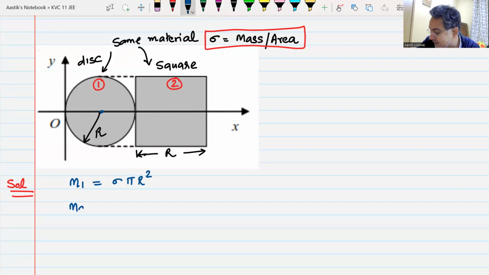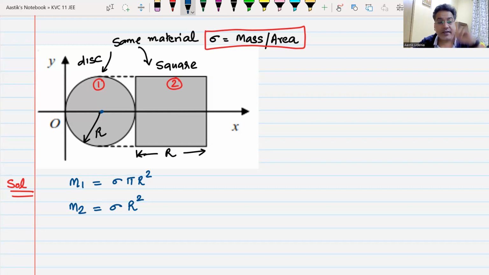On similar lines, I can find out the value of M2. M2 is the mass of the square plate, sigma multiplied by r square, because the area of the square plate is length into breadth, or length square, r square. Since masses were not given, it was given that it is made up of the same material. I have taken it as sigma and multiplied sigma with the area and found out the values of masses M1 and M2.